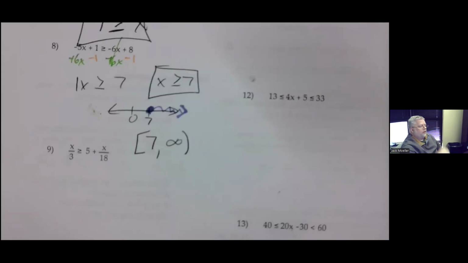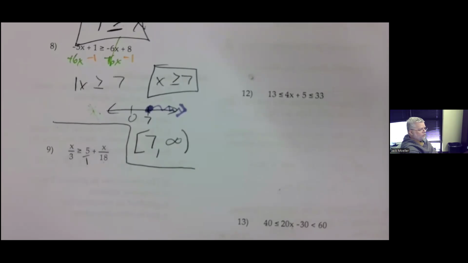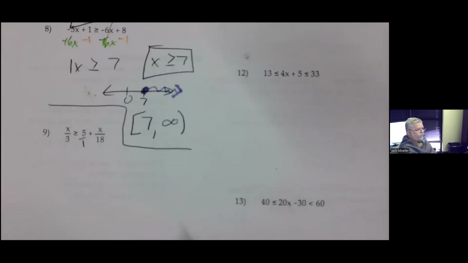Now, I'm not going to do number 9, but we'll talk about how to get started. We've done equations with fractions in 1.1. If this was an equals, how would you deal with those fractions? Hopefully you would find the LCD and clear the denominators. So what I would do first is, 18 is the LCD because 3 goes into 18, so I'd multiply every term by 18. Once you do that, it should simplify down to an equation with whole numbers. Then it's just what we do.